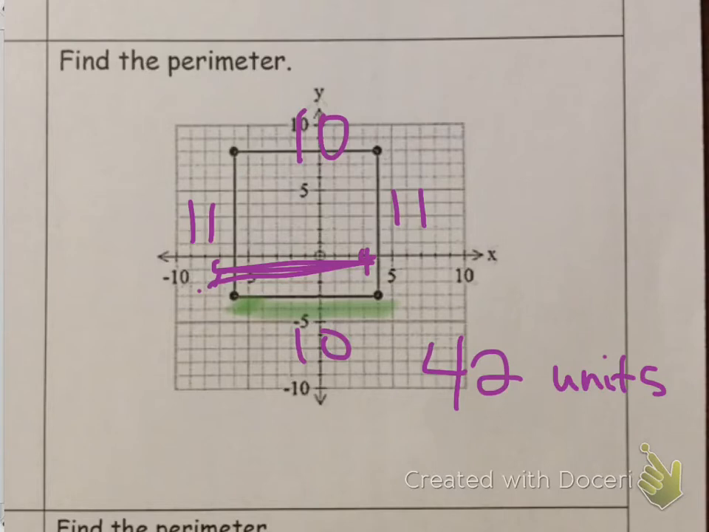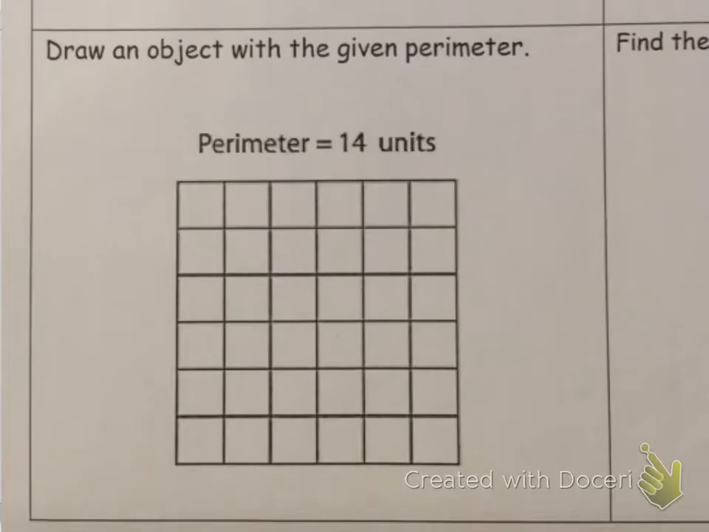So again, it's nice that it followed exactly along the markings of our coordinate plane, because then we could just count it. Now, sometimes we're going to have to use the coordinate plane or grid paper and draw an object with a given perimeter. So I need an object that has a perimeter of 14. Let's talk about what that would look like. If I drew this object right here, this would have a perimeter of 2 plus 2 plus 2 plus 2. So 2, 4, 6, 8. That's not big enough, so that's not going to work.